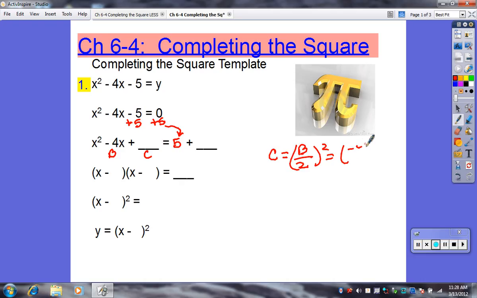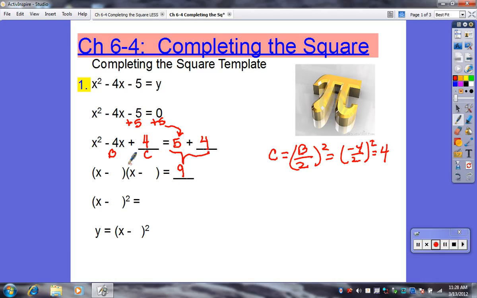So -4 divided by 2 squared, right? So what are we going to get? We're going to end up getting 4, right? So that goes here. Now, I can't just randomly add 4 and not over here. You have to balance your equations, right? So if I just randomly add a 4 in here, I have to add a 4 in here. So this piece is going to give us a 9.